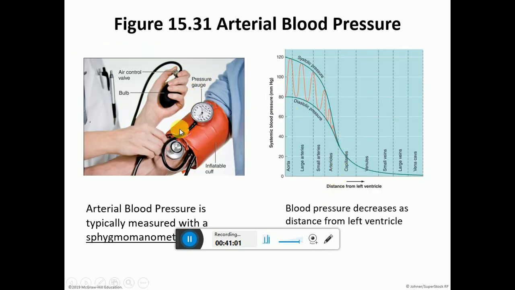We measure blood pressure with a sphygmomanometer, and you see here that the blood pressure is highest in the aorta and in the larger arteries. The further away you are from the heart, which is the pump that is the force pumping all of that blood, you see here that blood pressure tends to go down until the vena cava, the biggest veins, where the blood pressure is not zero, but it is very close to zero.